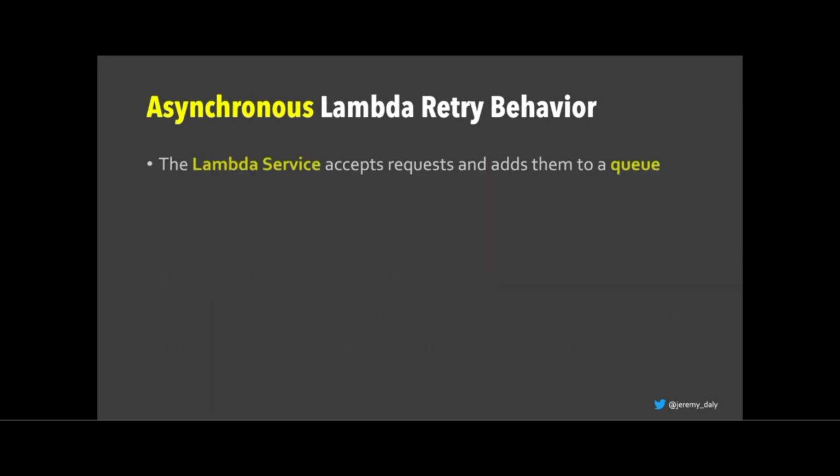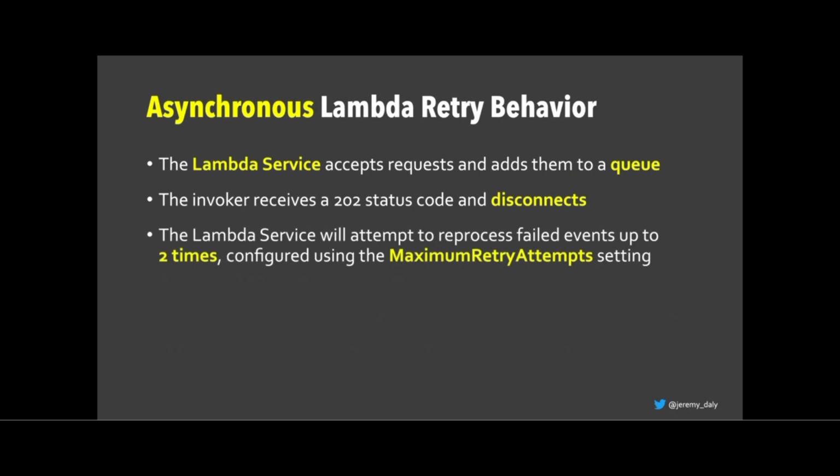So the next one is asynchronous Lambda retries. There's actually a Lambda service that runs between asynchronous invocations of your Lambda function, so that when you submit an event to the Lambda service, it takes it and adds it to a queue. It says, okay, I've received the event, and then it just sends a 202 back to whatever that invoker was and disconnects. So now your invoking service does not know what's happening to that event, only that it has been queued and is ready to be processed by a downstream Lambda function. The Lambda service will attempt to reprocess this event up to 2 separate times, and you can change that with the maximum retry attempts. It's a new thing that was added at the end of last year.